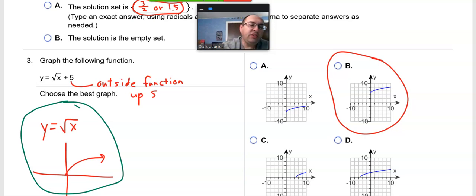And then when it's on the outside, that plus 5 is on the outside, so that's going to deal with the up and down. And we've always said that if it's on the outside, it matches your common sense, so it goes up 5. Letter choice B is the one that takes that radical and shifts it up 5 units. Next.